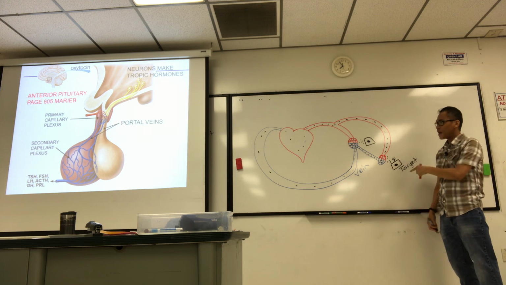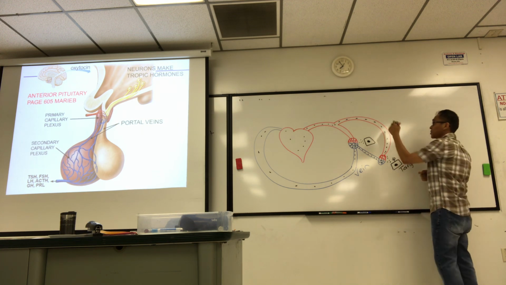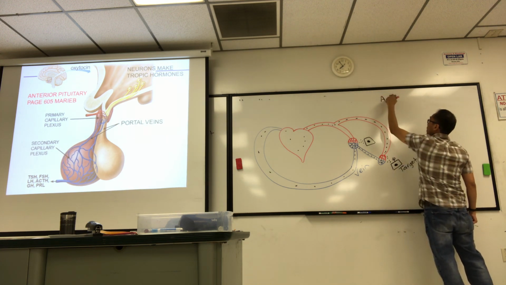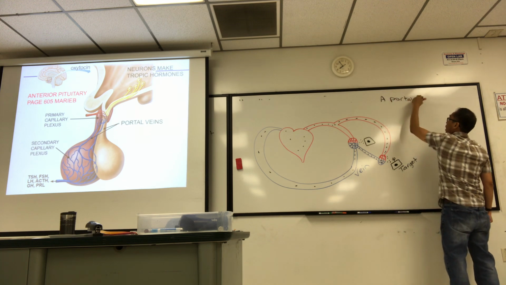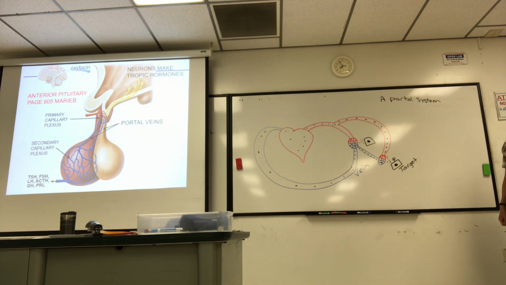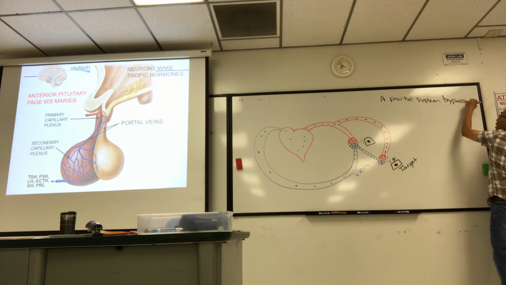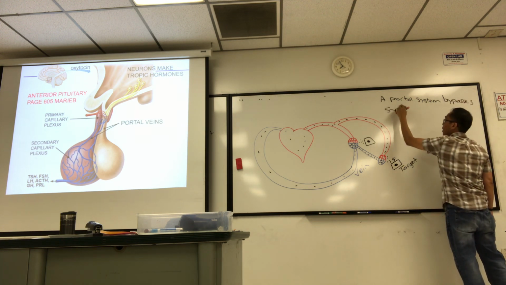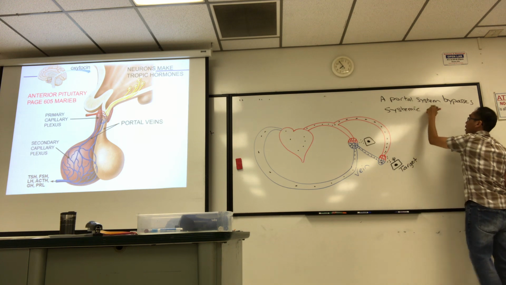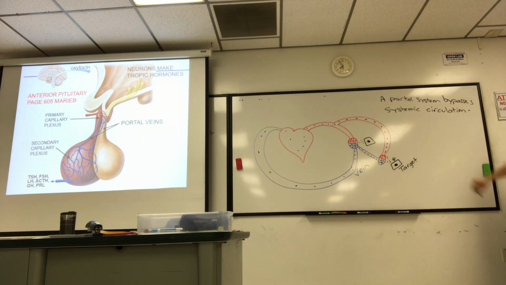Any questions on why that's a shortcut? You can see how it's a shortcut, right? It bypasses the whole systemic circulation. So in portal systems, the portal system bypasses systemic circulation. In our example, you don't dilute the tropic hormones.